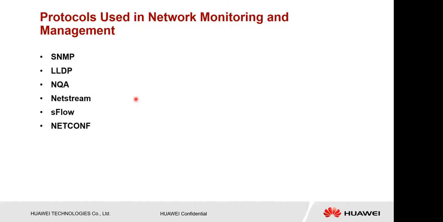So here are some of the protocols used in network monitoring and management. Basically we have a lot of protocols, but I just listed a few of them. The first one is SNMP, Simple Network Management Protocol, which is widely being used to monitor network devices. The next one is LLDP, which is Link Layer Discovery Protocol. This protocol we use to discover the neighbor connected to our device. We also have NQA, Network Quality Analysis. NQA is a mechanism we use to detect, for example, if we have any delay, jitter, or packet loss in our network. The fourth one is Netstream.